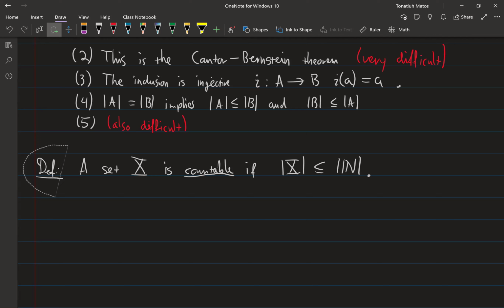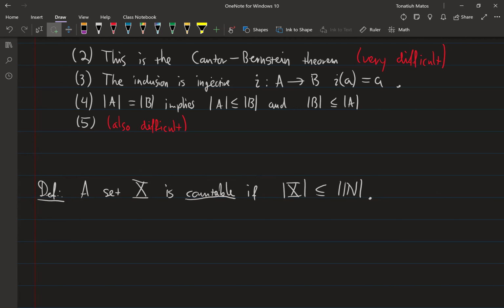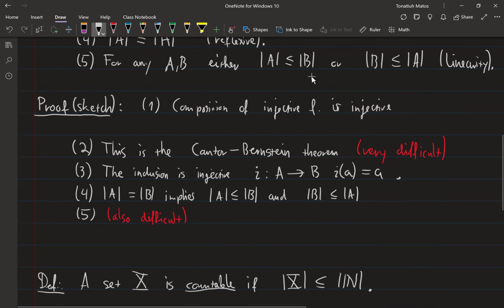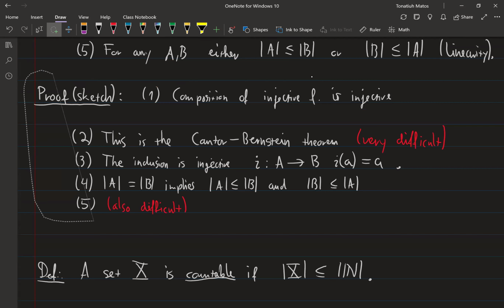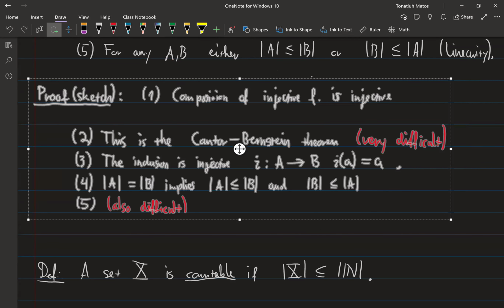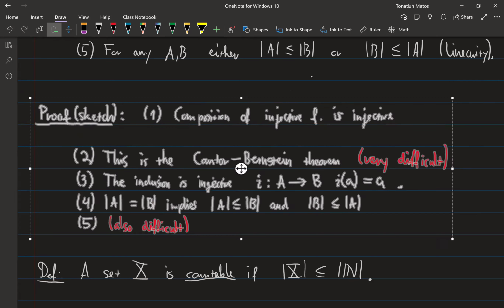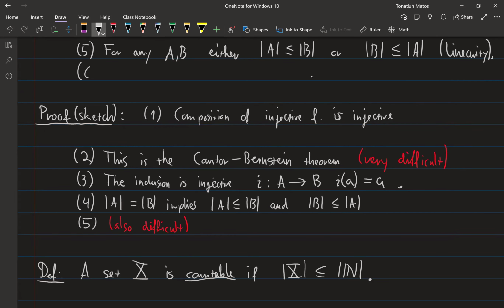And before I do this, maybe I want to add one more thing. Let's add this to the elementary properties so that you can use it, because this one is actually very useful. Number 6: A less than or equal to B if and only if there exists a surjection from B to A.